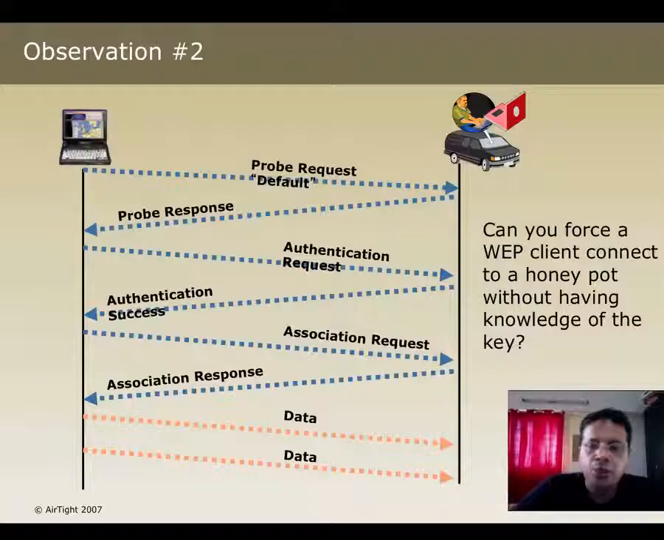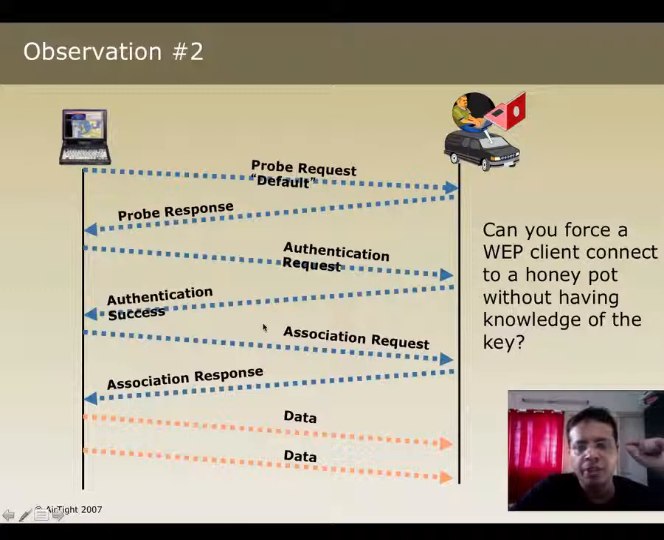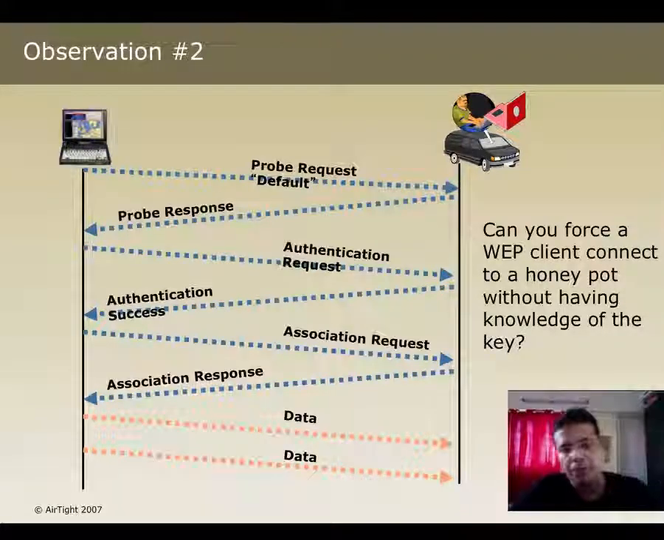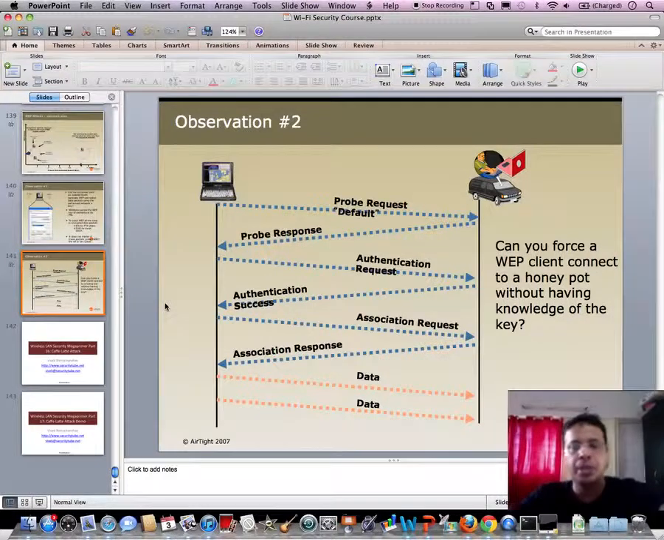In this video, what we will do is this entire phase, which is we'll set up a WEP encrypted access point, and we'll see that a roaming client can connect to us and authenticate to us even though we do not know the WEP key of that network for which the client is actually probing, right? So let's go to our demo.